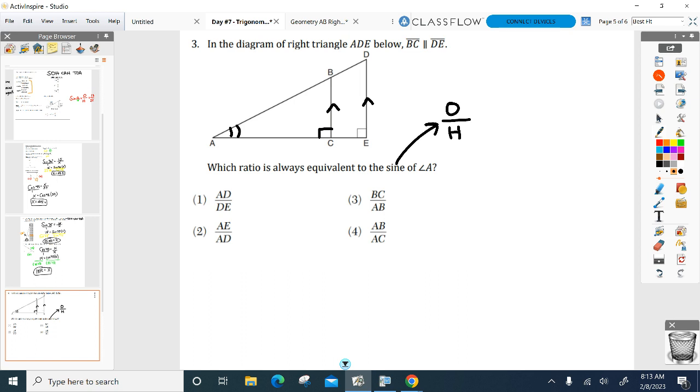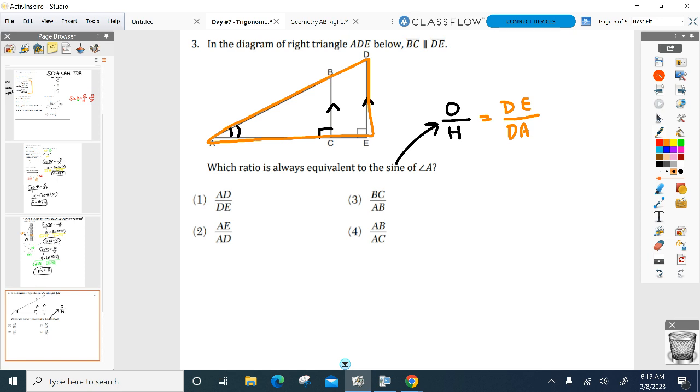Let me take the big right triangle first. Using the sides in the big right triangle, take a look. Opposite angle A would be, everybody agree, DE is opposite angle A, over hypotenuse, which would be DA. 100% correct. But is it a choice? No, that is still correct. That's what sine A is equal to. Still correct, but not a choice.